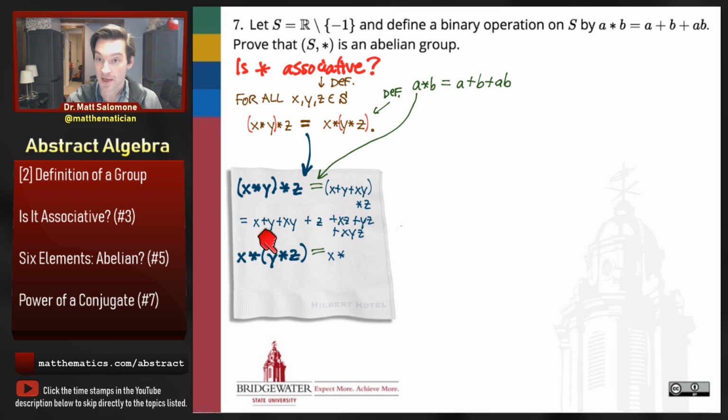Here we're going to start inside of these parentheses, y star z. Y star z, again, by definition of our star operation, is y plus z plus y times z, the sum plus the product. And then when I do x star that, now the role of A is being played by X. The role of B is being played by Y plus Z plus YZ. And so we're going to get A plus B plus A times B, Y plus Z plus YZ.